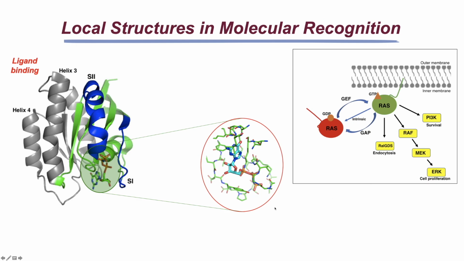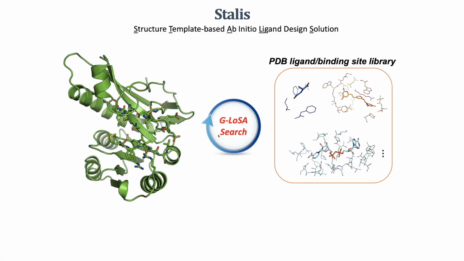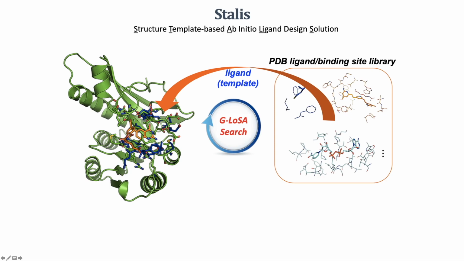Because of this, scientists are particularly interested in studying the molecular interactions between ligands and their binding sites for drug development. To facilitate this, we have developed a template-based method to design ligand structures for a given target, called STALIS, or Structure Template-Based Ab initio Ligand Design Solution. STALIS uses templates from the PDB libraries of ligands and their fragments to generate a set of virtual ligands that match the shape and chemical features of a given binding site.